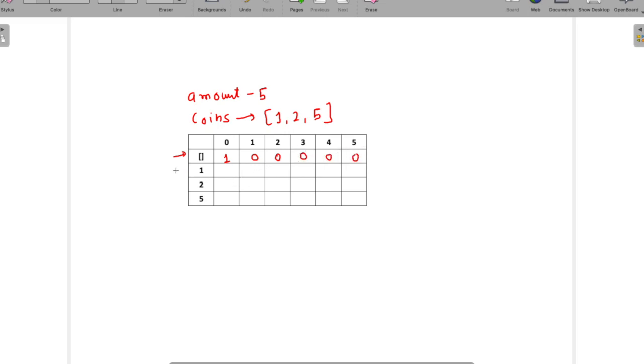Now let's say we have the second denomination as 1, and we want to achieve amount 0. So we will not do anything. Count is going to be 1 because we are not doing anything. So ultimately we have at least one solution to achieve amount 0.